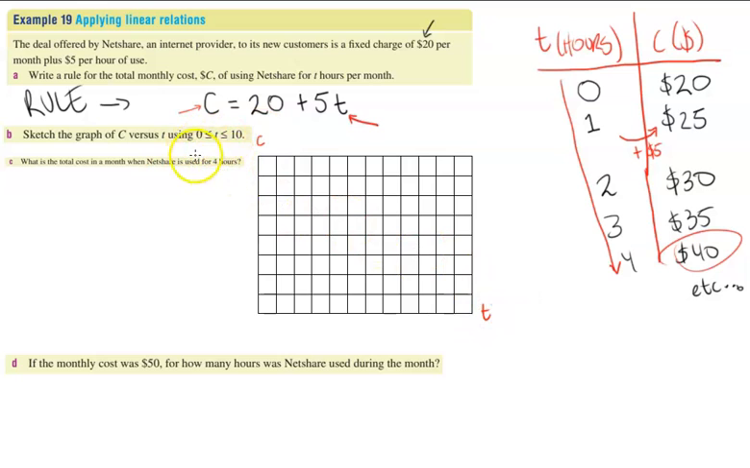for T in between 0 and 10. Now these little symbols here just mean T is in between 0 and 10, and also including these values.